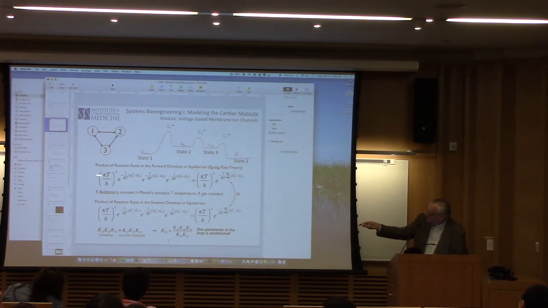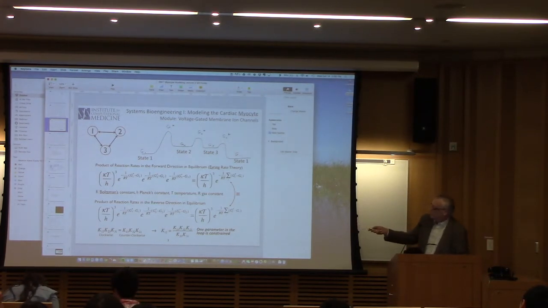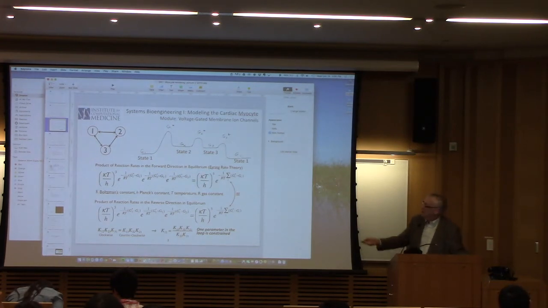So this times KT over H is that transition rate from state 1 to state 2. What we're going to do is form, in this equation here, the product of the transition rates moving in this direction around this loop. That is from state 1 to state 2 to state 3 and back to state 1.